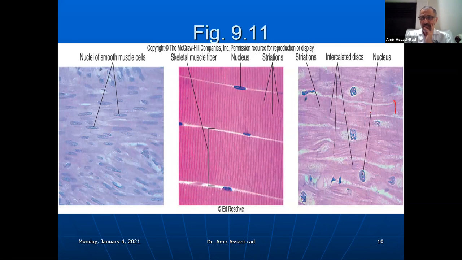Here are intercalated discs, and these are all striations. And then smooth muscle, a horrible picture of smooth muscle we have. Better pictures in the lab. Here's a cardiac muscle, perfect. You can see the intercalated disc right here, intercalated disc right there.